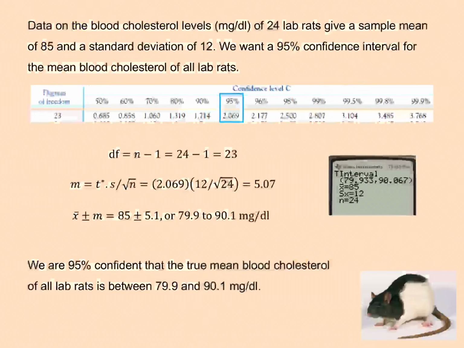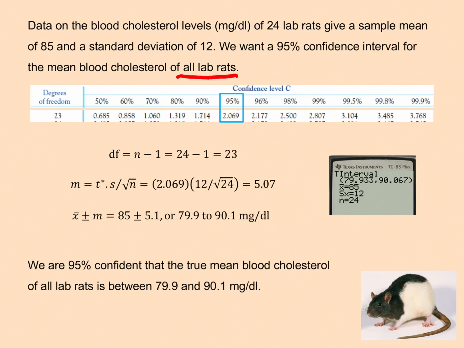All right, let's look at an example. Data on blood cholesterol levels in milligrams per deciliter of 24 lab rats gives a sample mean of 85 and a standard deviation of 12. We want a 95% confidence interval for the mean blood cholesterol of all lab rats. All lab rats means the population. So we're trying to estimate for the population based on the sample from that population. Okay, so 24 lab rats, mean of 85 and a standard deviation of 12 at a 95% confidence interval.